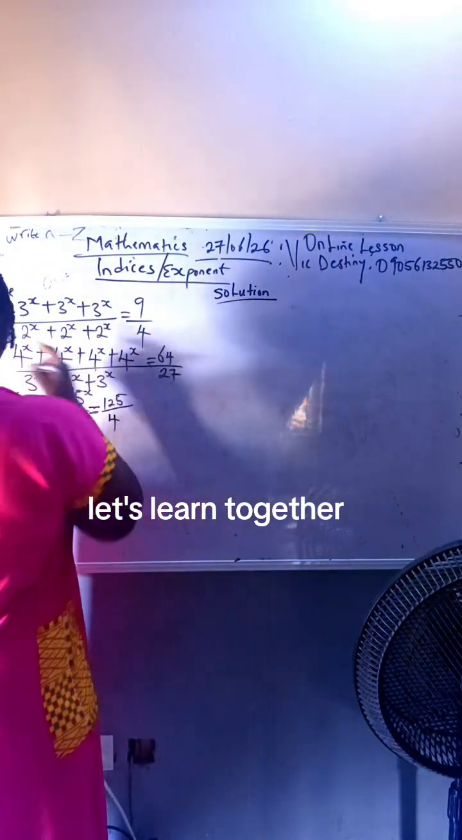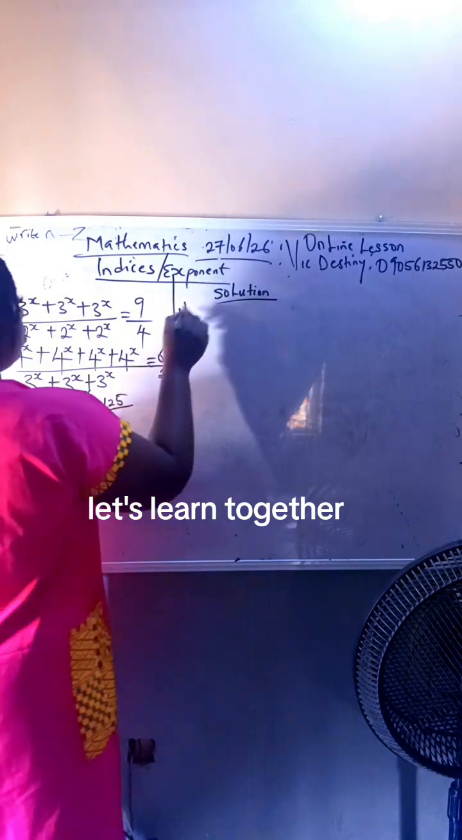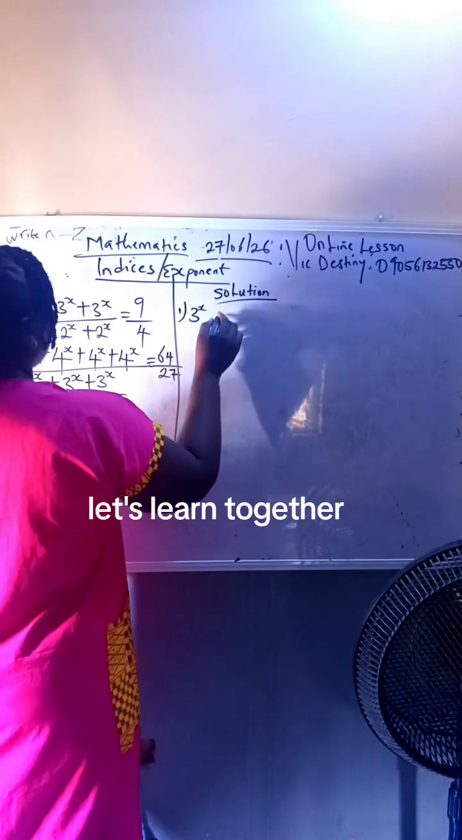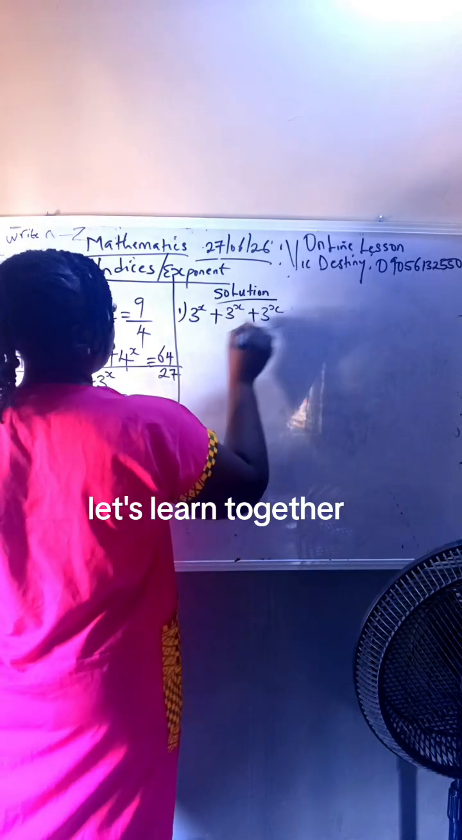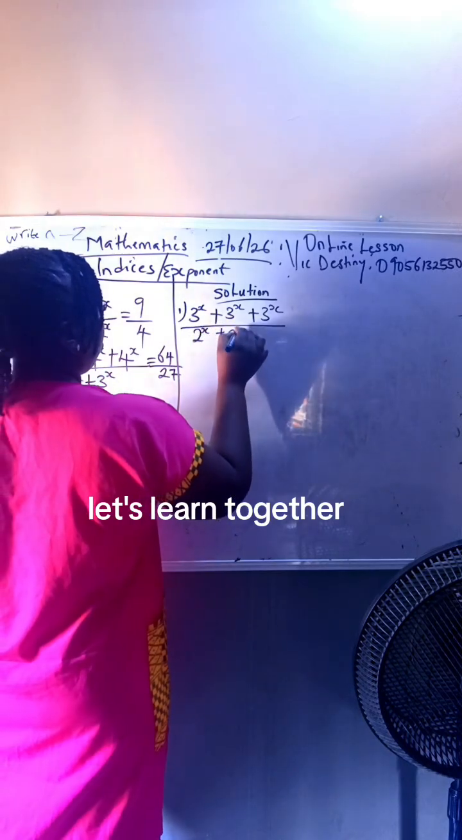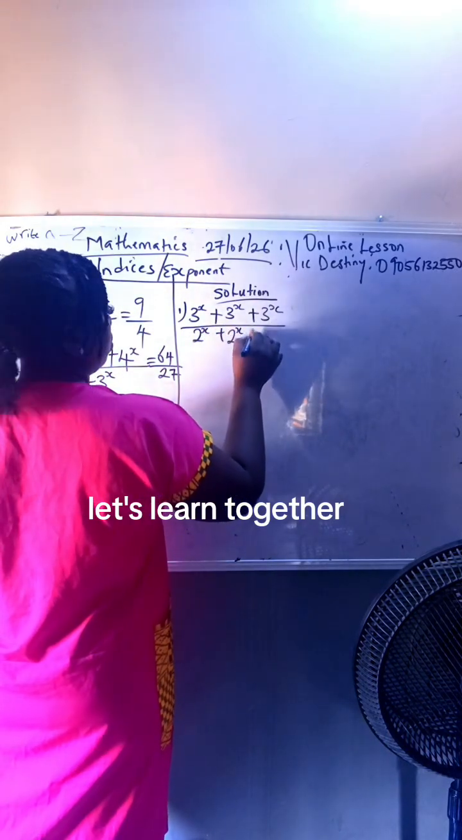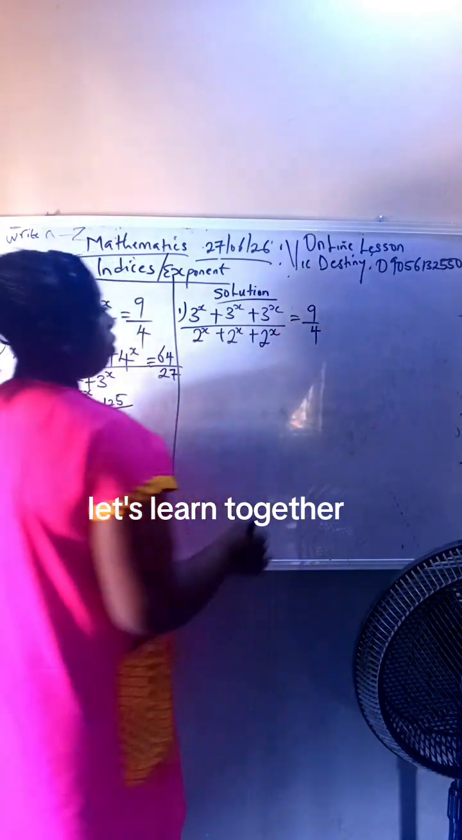Solution. So for this one, I have 3 to the power of x plus 3 to the power of x plus 3 to the power of x over 2 to the power of x plus 2 to the power of x plus 2 to the power of x is equal to 9 over 4.